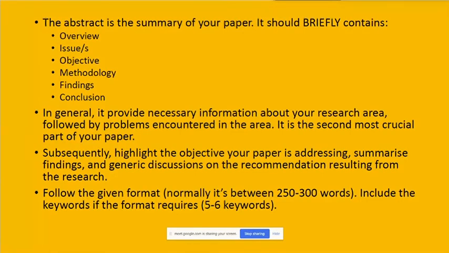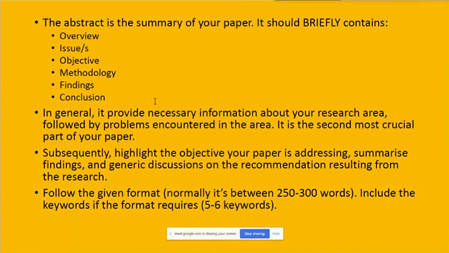You see, abstract normally requires between 250 to 300 words only. However, if you look at point number one, abstract contains a lot of things, isn't it? As if you're writing the whole paper again, right? The abstract is the summary of your paper. It should briefly, see I put in capitals the word briefly, contain overview, issues, objective, methodology, findings, and conclusion.